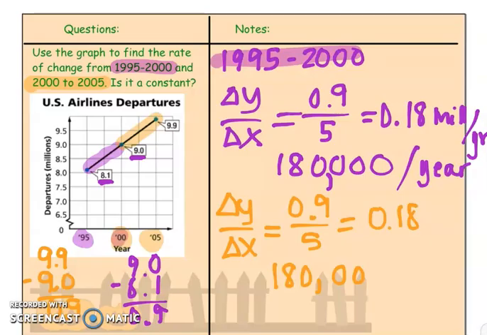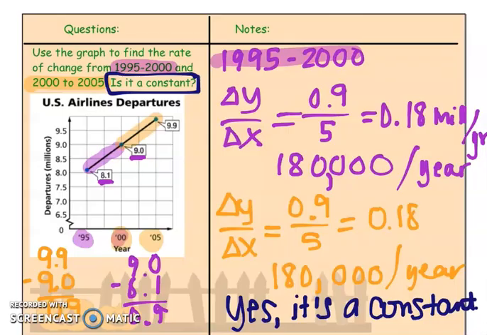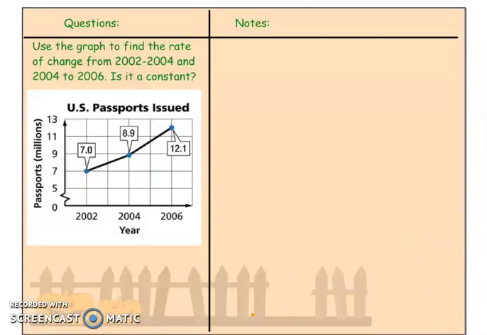So 180,000 per year. Now there was a final question being asked. Is it a constant? Because our values stayed the same, we can say yes, it is a constant. So this is linear because it's a constant rate of change. So that's what linear means. If the rate of change stays the same, it's a straight line. And you might have been able to tell just by looking at the graph, but doing the math verifies that.